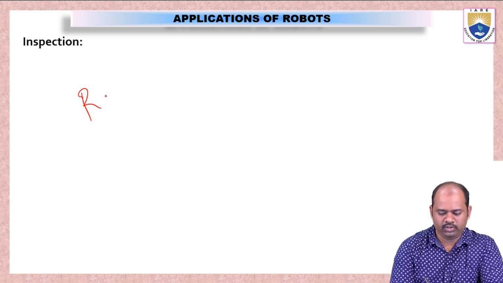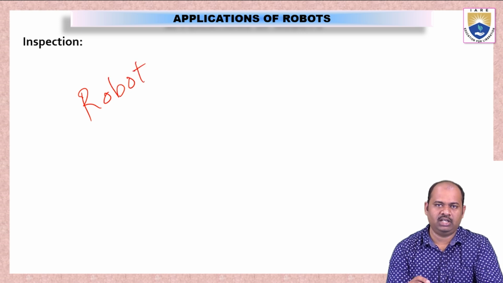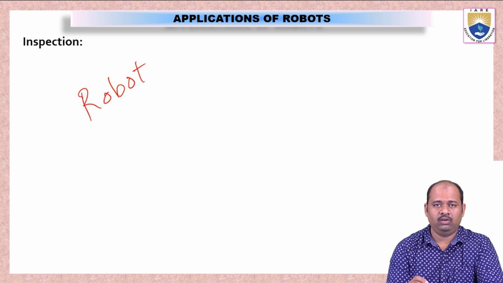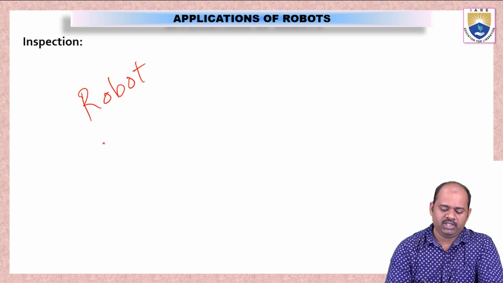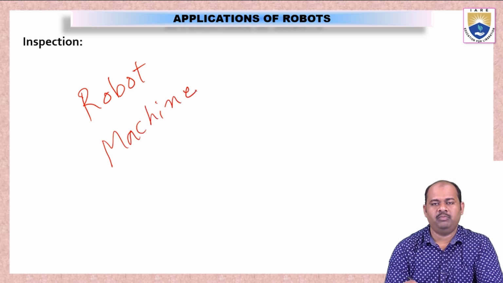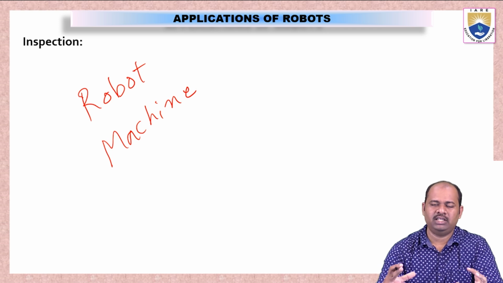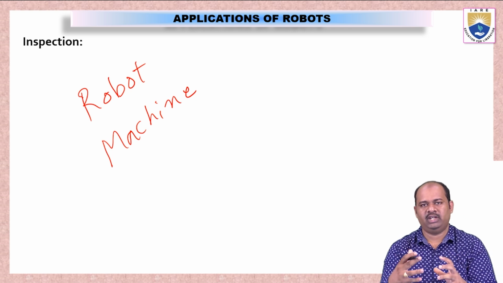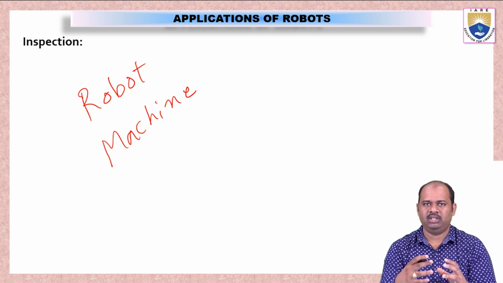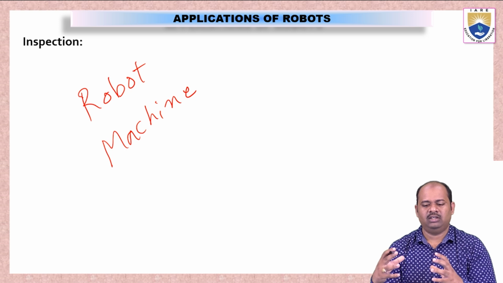So whenever there is a robot, we can use that robot for inspecting whether the objects have been manufactured correctly or not. So when we have a machine part, the robot can be used to diagnose or check whether all the machine parts are assembled properly or not. After assembly, we have a robot for assembling the machine part. After that, we can use that machine to check whether it is properly assembled or not.